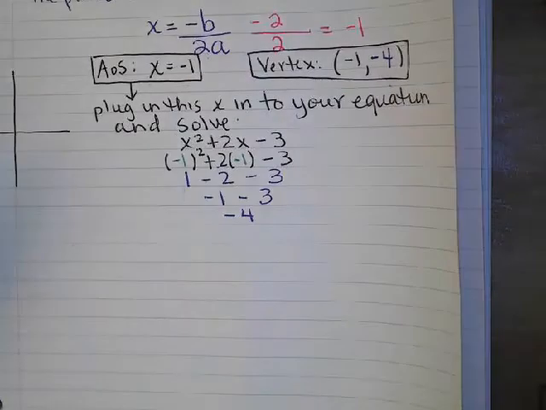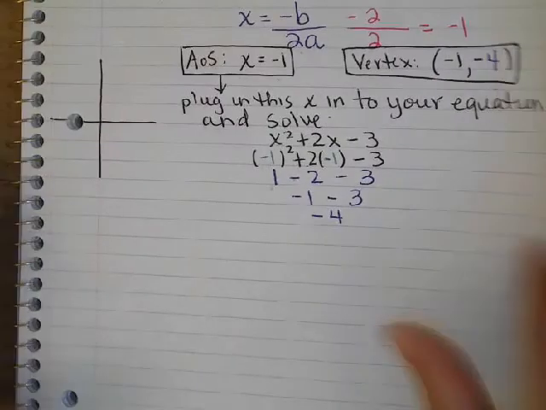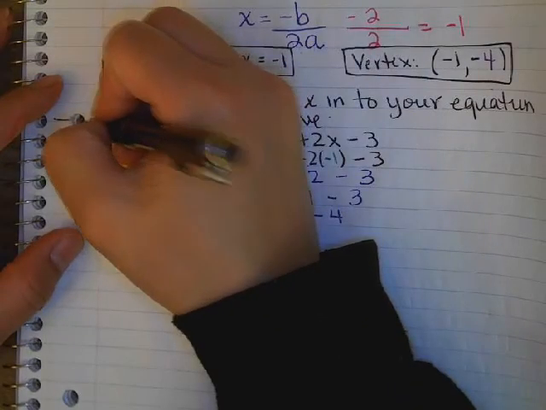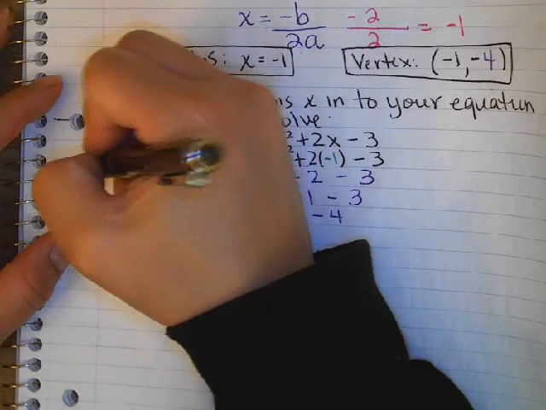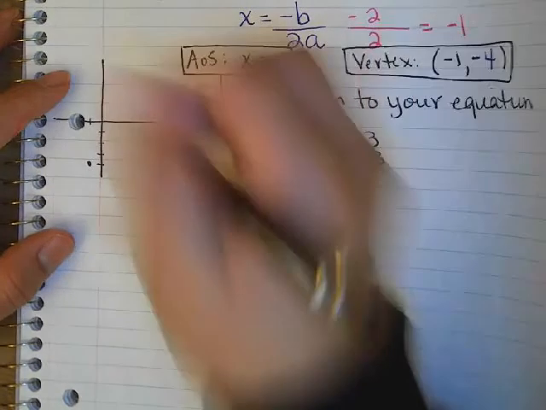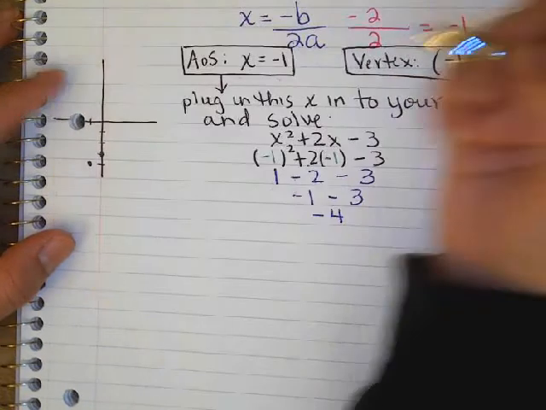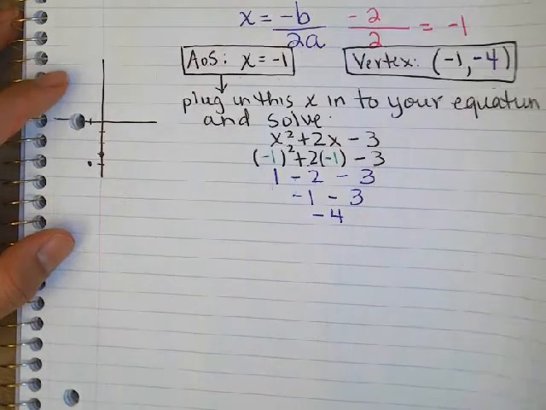I'm going to plot negative 1, negative 4 for sure because that is the vertex. Negative 1, negative 4. That's my vertex. And the y-intercept is 0, negative 3.